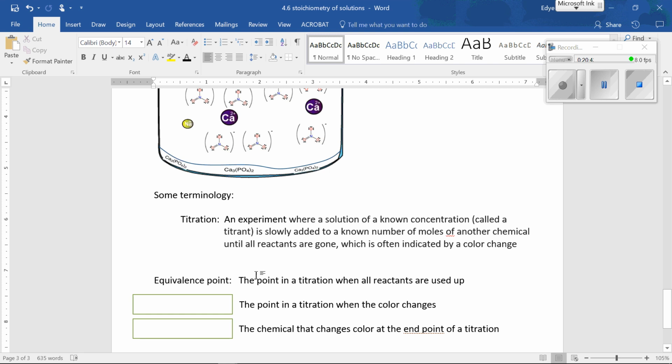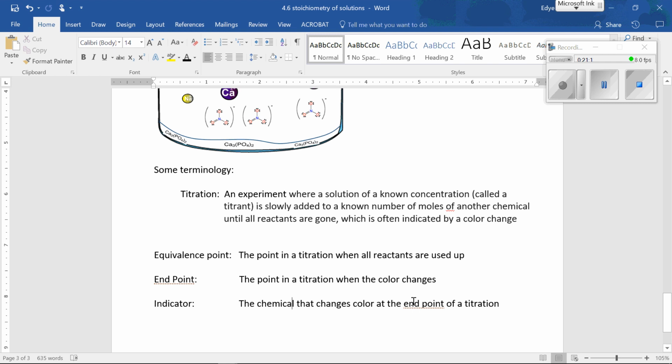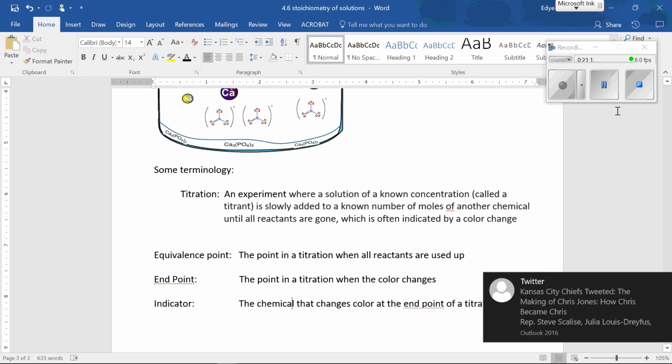A couple more terms. The equivalence point is the point in a titration when all the reactants are used up. The end point is where the color changes. You want these two to be the same moment in time, so you pick an indicator that will change color at the equivalence point, so that the end point is when this indicator changes color. The indicator is the chemical that changes color at the end point of the titration, and that is it.